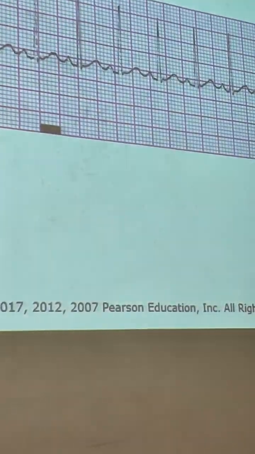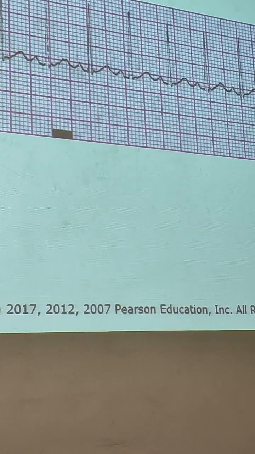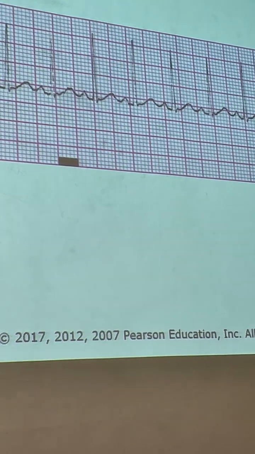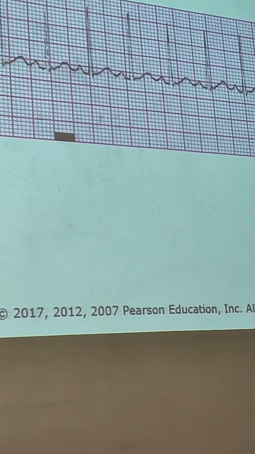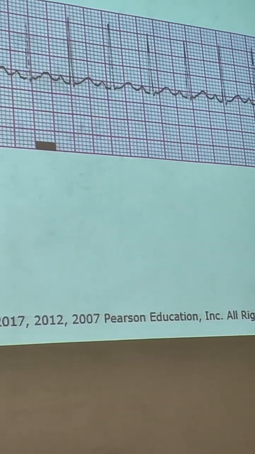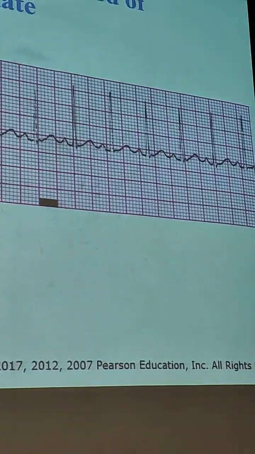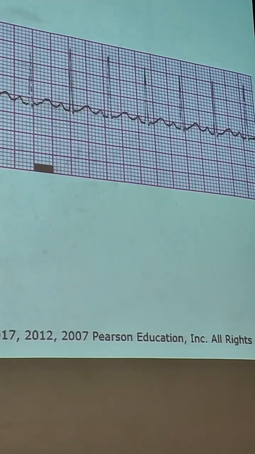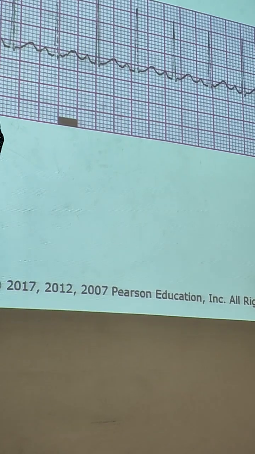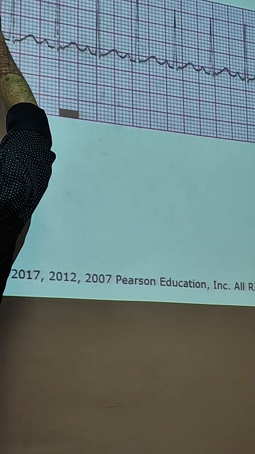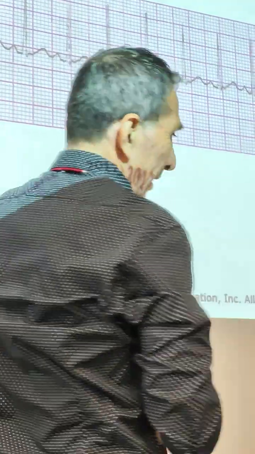See? So if I have 2 blocks, in this EKG, what will be the heart rate with 2 blocks? 2 blocks, 150. Correct. But it's not accurate. Why? Because it doesn't go from one block to the next block. See? These are blocks. All these, one block right here, one block or one box. But it doesn't mean exactly the same.